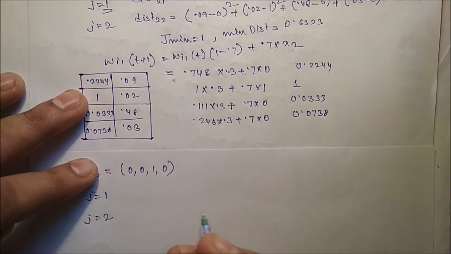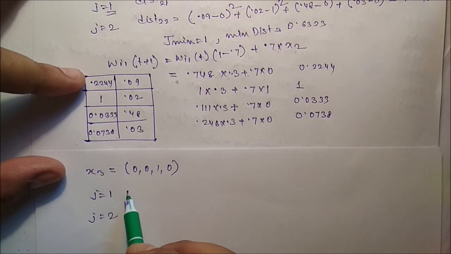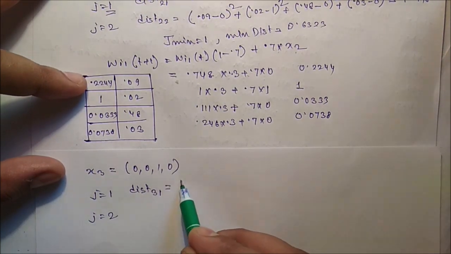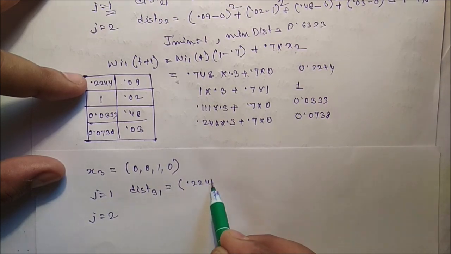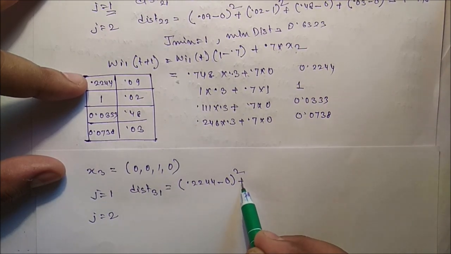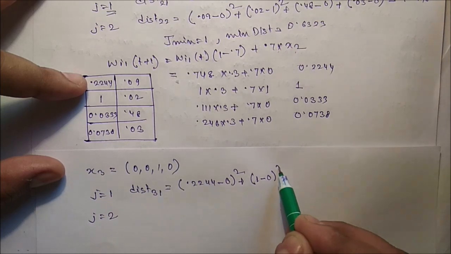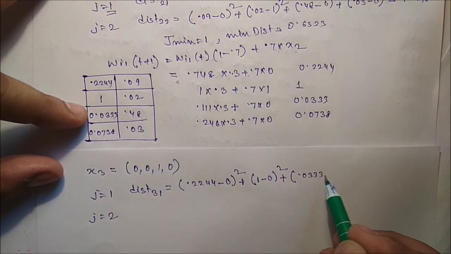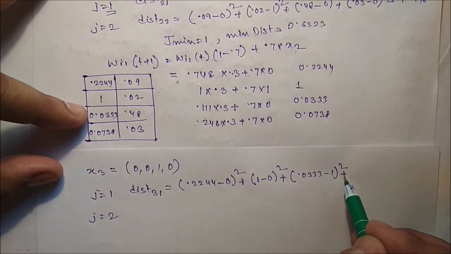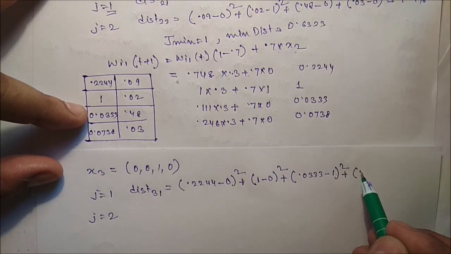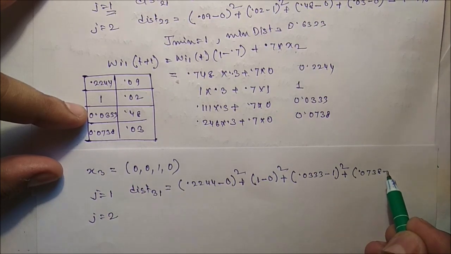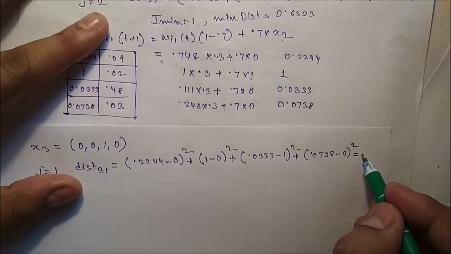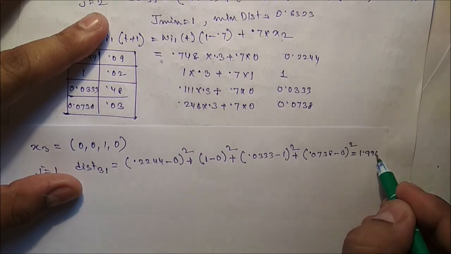So we have to calculate the distance between 3 and 1. It is 0.2244 minus 0 square plus 1 minus 0 square plus 0.0333 minus 1 square plus 0.0738 minus 0 square, and its answer is 1.9903.